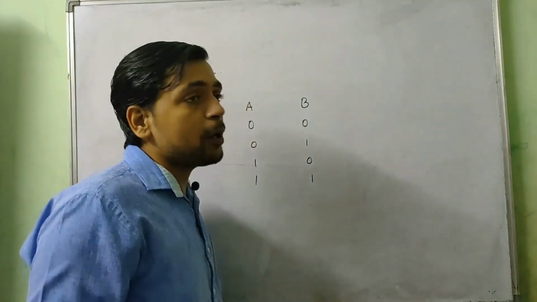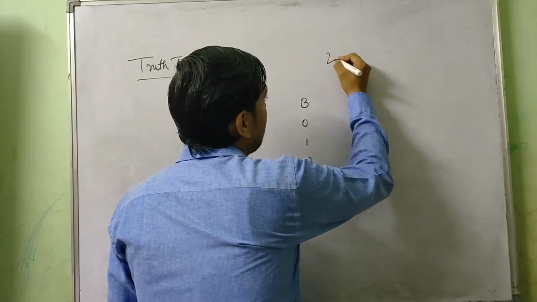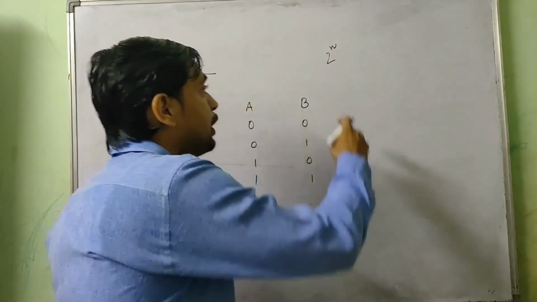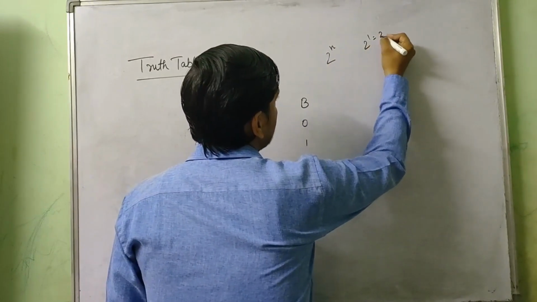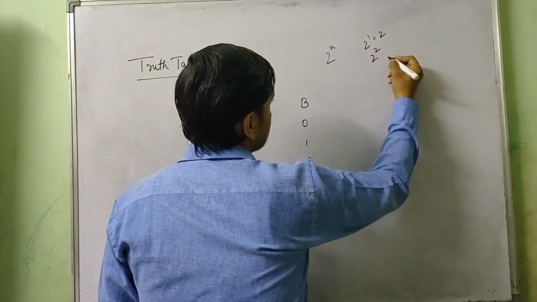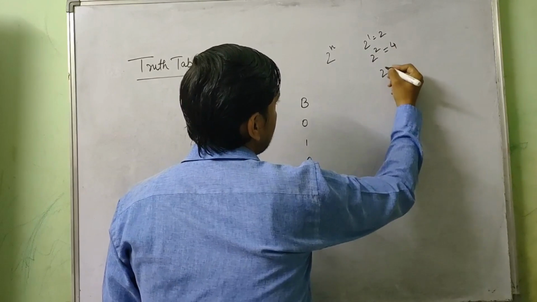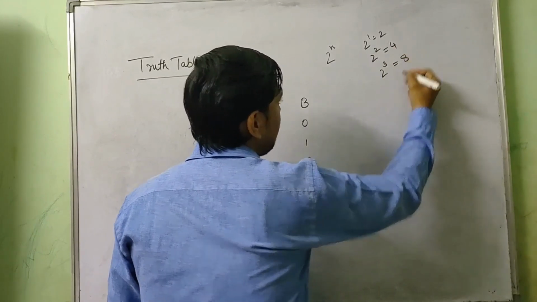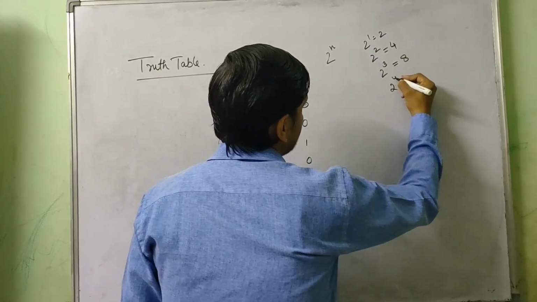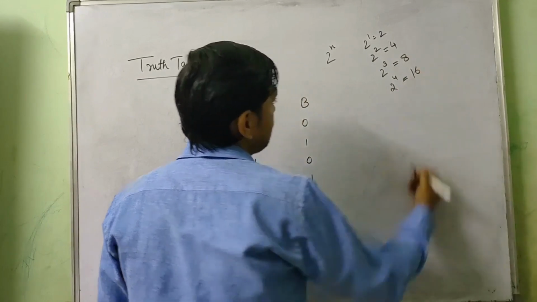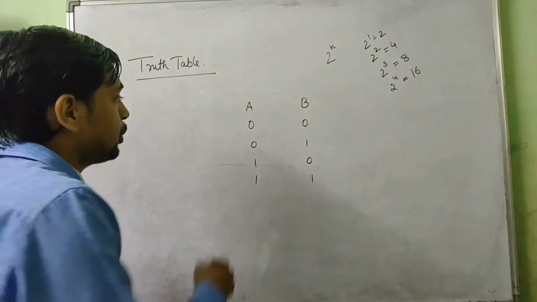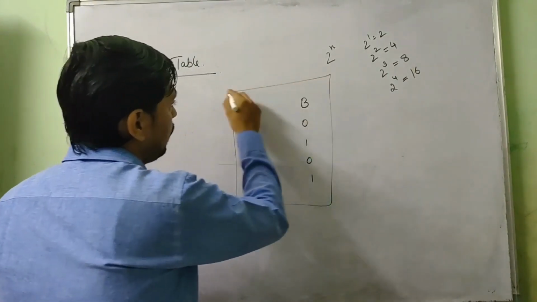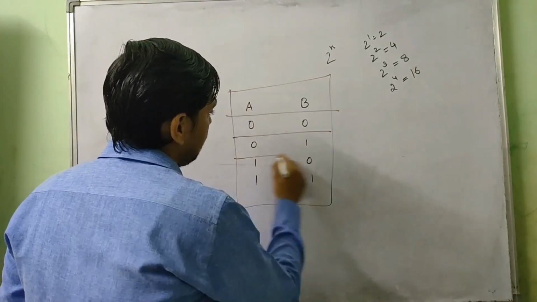Now how many possible combinations will there be? It depends on the number of propositions, so 2 to the power of the number of propositions. If the number of propositions is 1, definitely 2 combinations will be there. If the number of propositions is 2, there will be 4 combinations. If it is 3, there will be 8 combinations. And if it is 4, there will be 16 possible combinations. Right now there were 2 propositions, so the possible number of combinations were these 4 combinations.